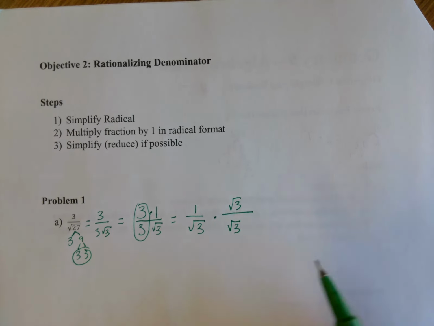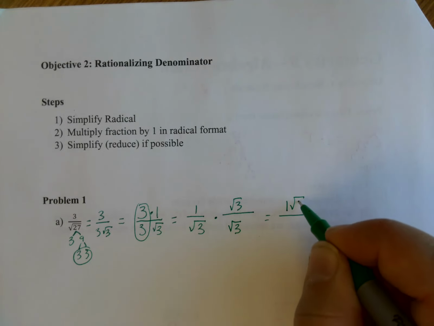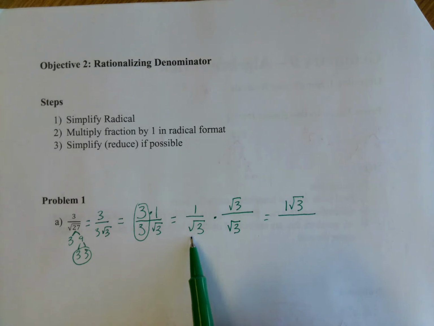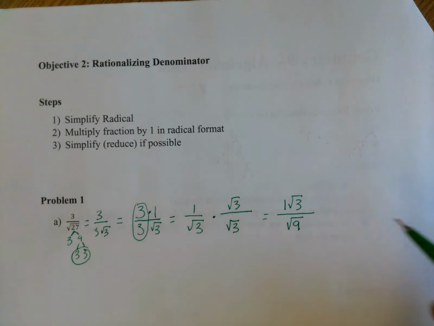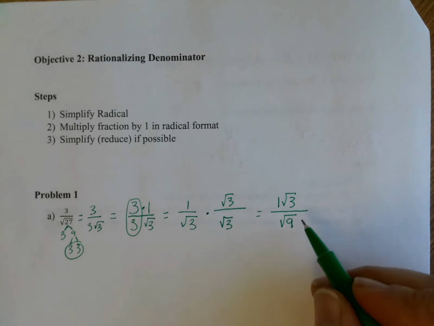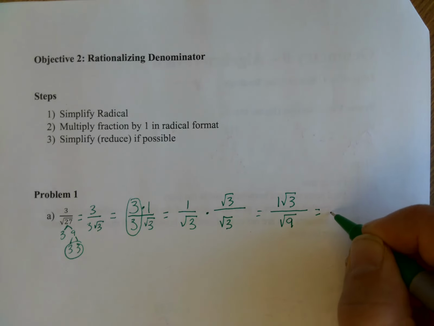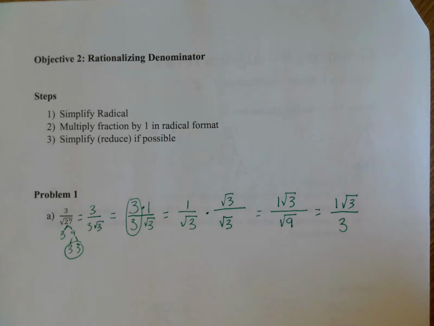Now, if I multiply across, you have 1 times the square root 3. And bottom, when you multiply, you can multiply square roots together because they're both underneath the root. So this becomes the square root of 9. Now, you should know your perfect squares, but if not, you can always do your factor tree, and you would find that this has a perfect square of 3. So this becomes 1 square root 3 over 3.